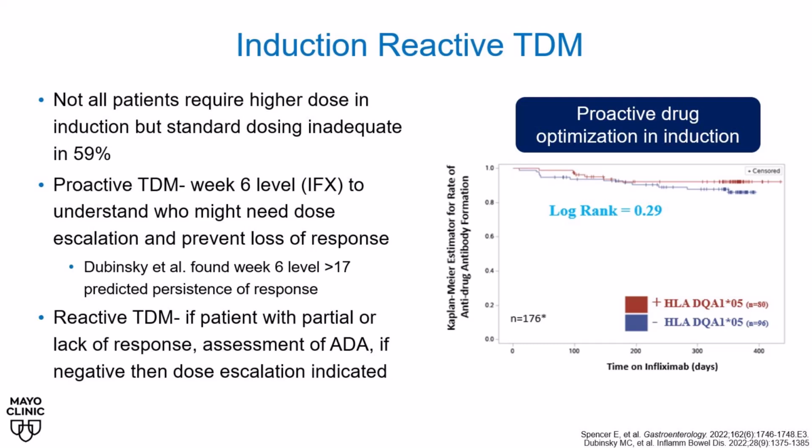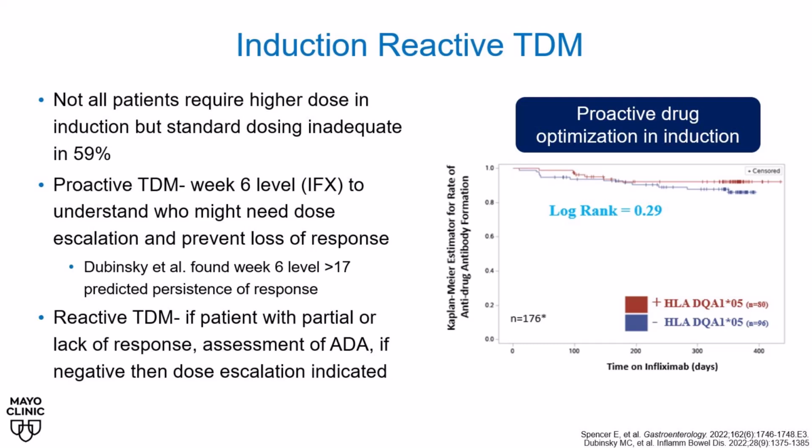So in my really sick patient, my patient at high risk for drug clearance, my patient with an HLA-DQA1*05 antibody, in these particular patients I'm doing induction drug monitoring. I'm testing infliximab before their week 6 dose. If they're reaching a level of 17, this has been associated with predictive response. But if they're not reaching a level of 17, it's telling me that they have pretty high clearance.